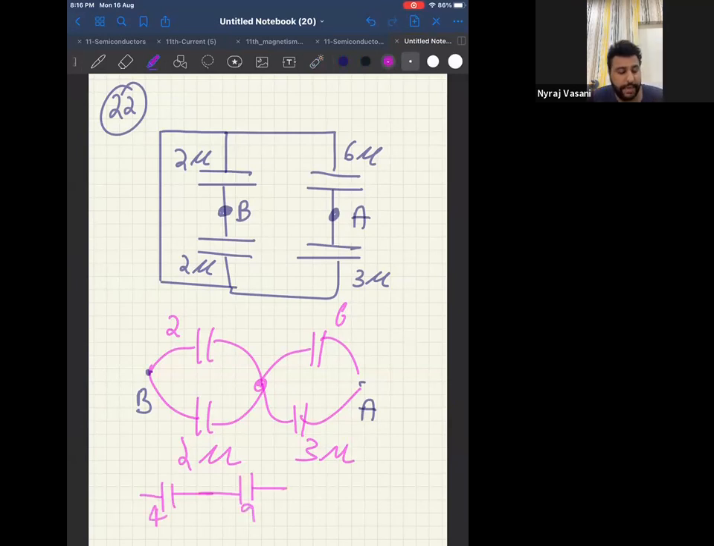So if you want to know the exact answer, this will become 4 and this will become 9. So 4 and 9 will go in series. Therefore, I will get 13 by 36. And the reciprocal will be 36 by 13, which is option B. Getting it, all of you? Turn the page.